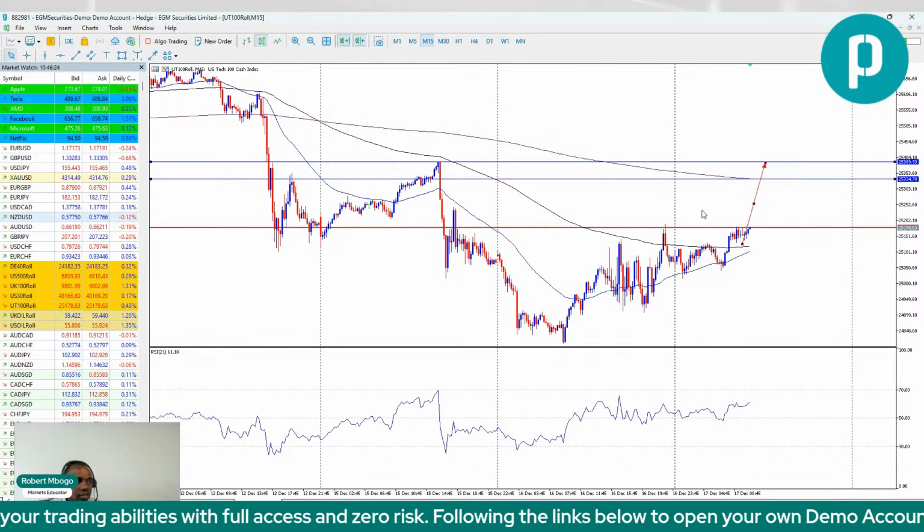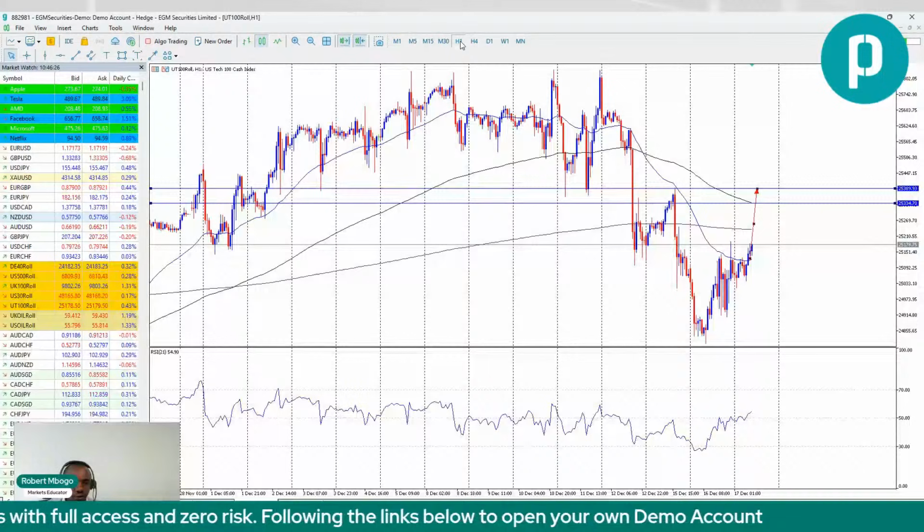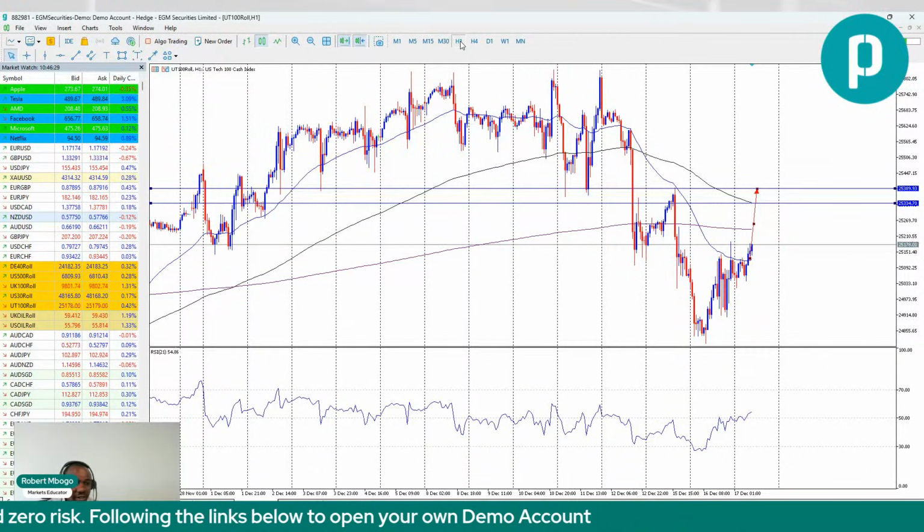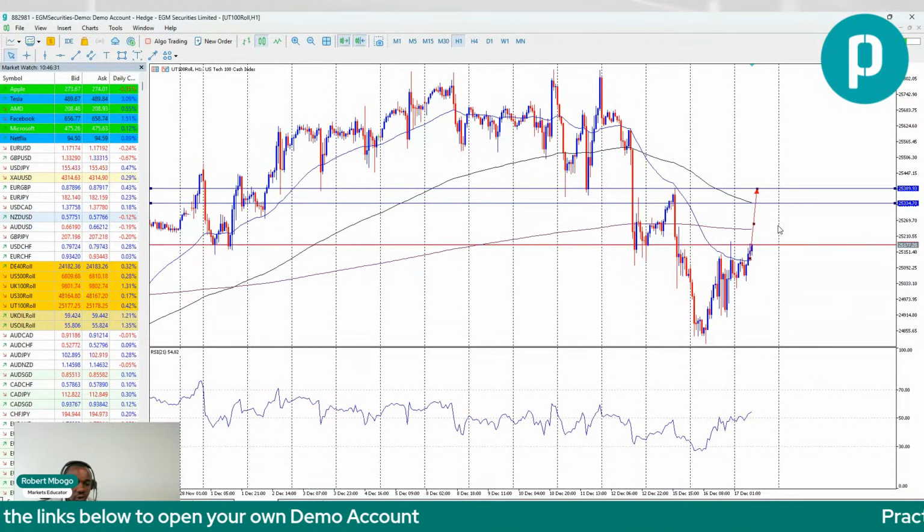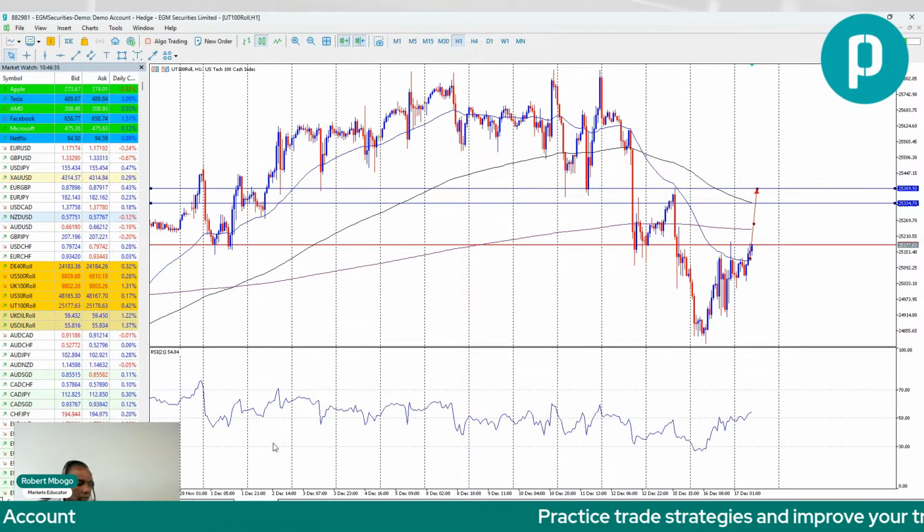These moving averages are very important if you use them in the right context. If you don't know where to exit, you can exit on them, right? When price gets to those moving averages. So that would be my outlook on UT100.